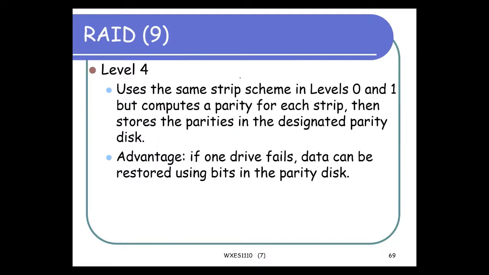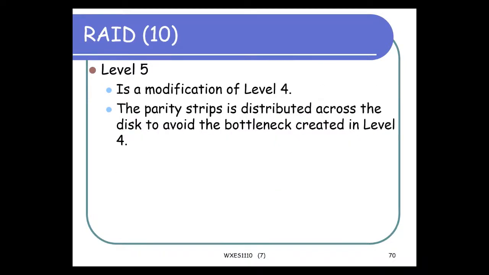RAID level 4 uses the same striping scheme as levels 0 and 1 but computes a parity bit for each strip. Then it stores the parity in the designated parity disk for error checking. The advantage is if one drive fails, data can be restored using the bits in the parity disk. RAID level 5 is an enhancement of RAID level 4. The parity strip is distributed across the disks to avoid the bottleneck created in level 4. So all the disks have parity bits.